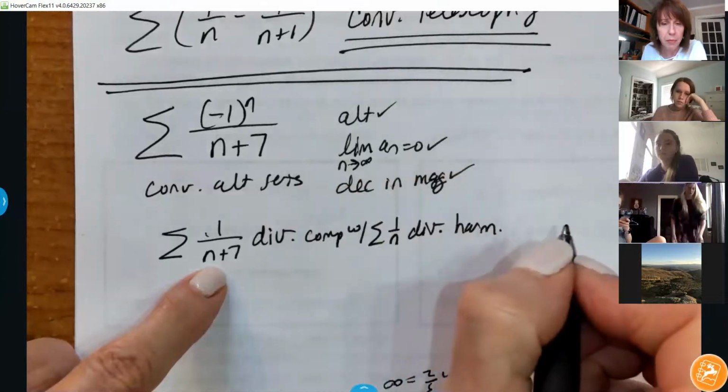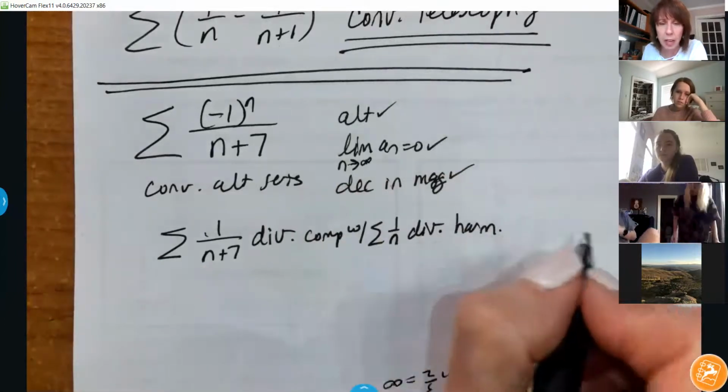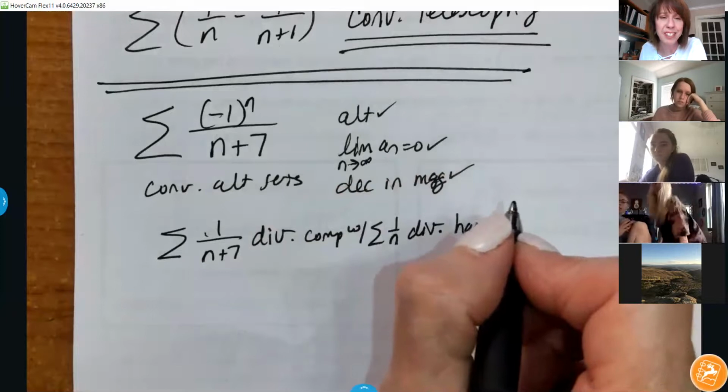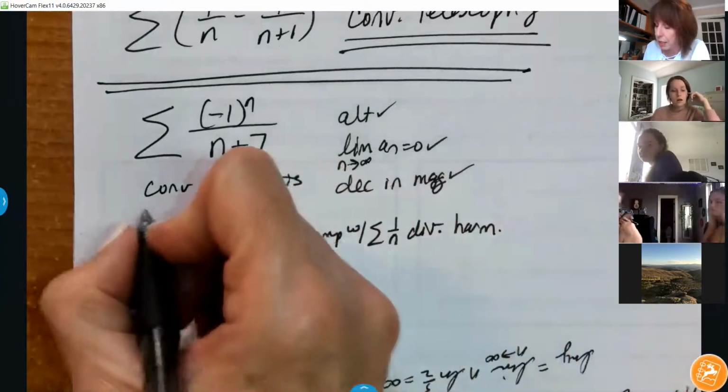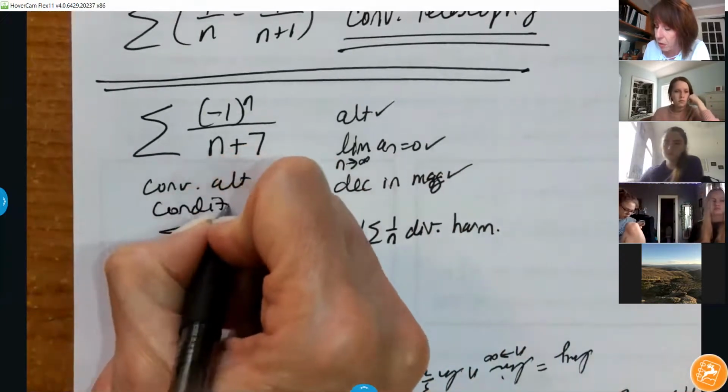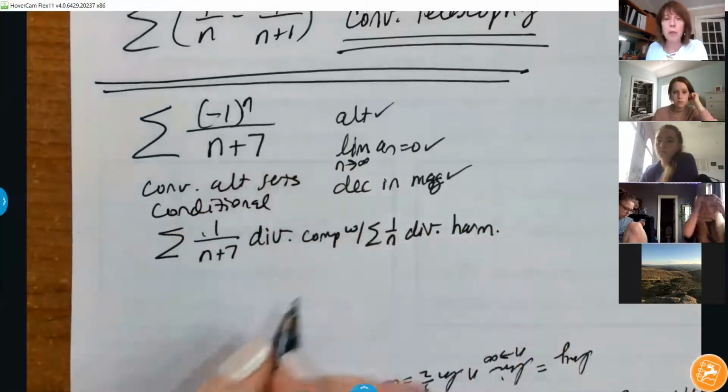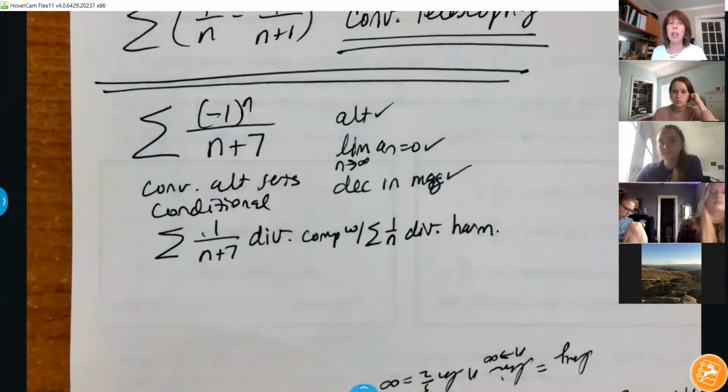Okay. And that's all I would say. I wouldn't go through anything more. So this would be conditional. Now remember, you don't have to say conditional unless I specifically ask you to state conditional or absolute. Otherwise, you just say converges.